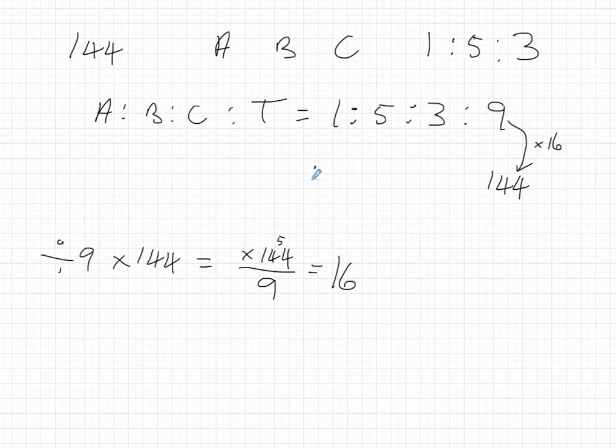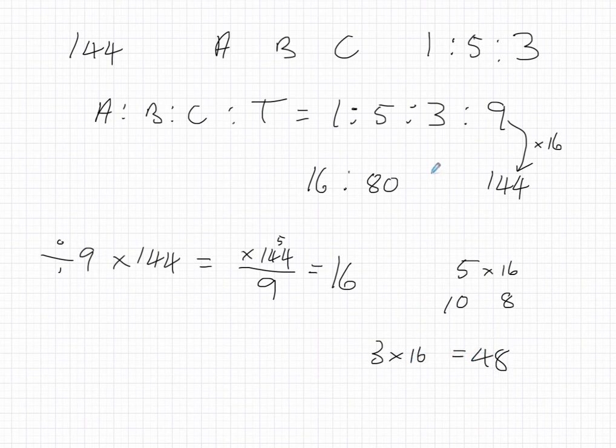So 1 times 16 is 16. 5 16s. If I halve the 16 and double the 5, that gives me 80. And 3 times 16 is going to be 48. So the answers are 16, 80 and 48.